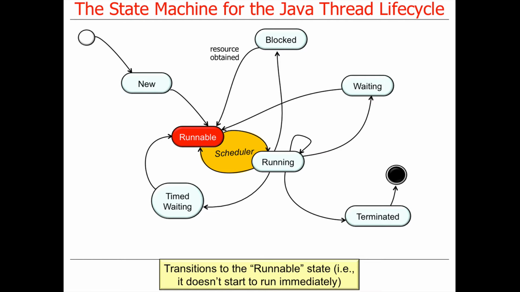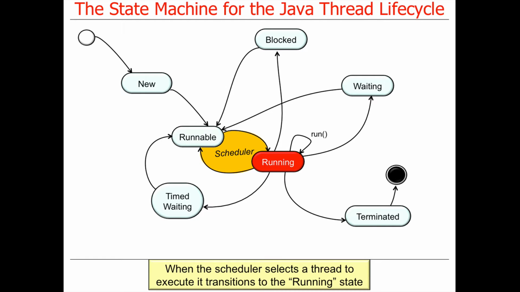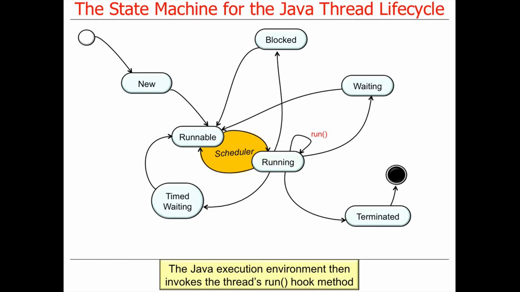Once again, of course, note it doesn't start running immediately. That's up to the job of the scheduler to detect when it needs to be able to run. It then transitions to the running state, and once again, the run hook method is called back.